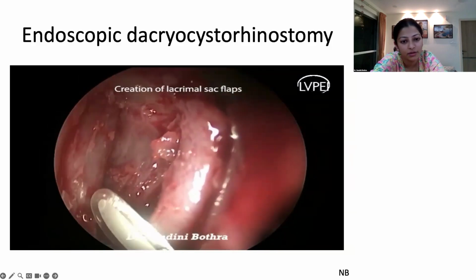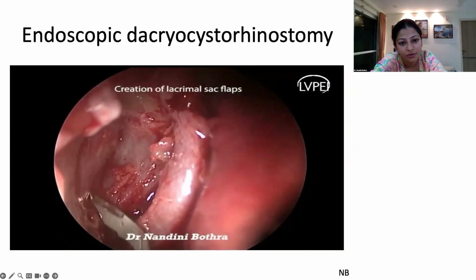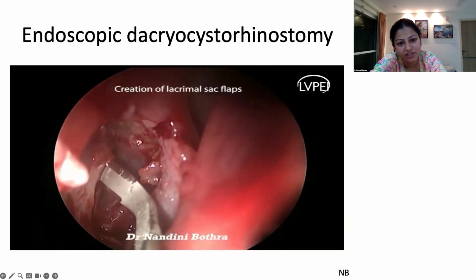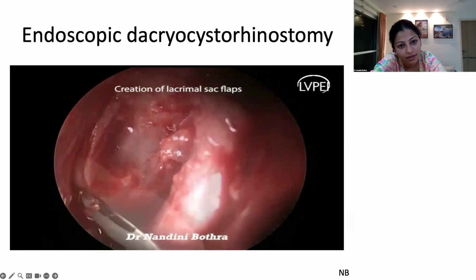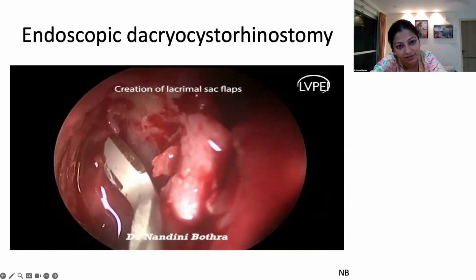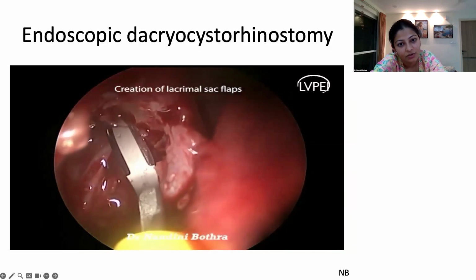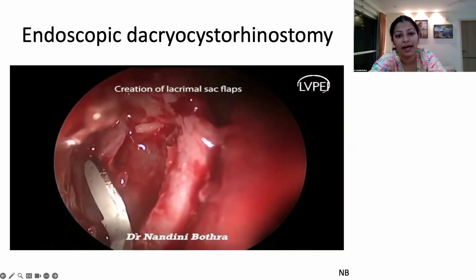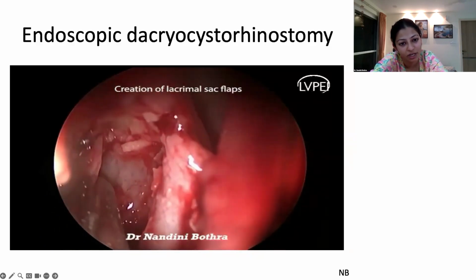Now we use a crescent blade and we give an incision onto the sac. So an H-shaped incision as we spoke about. So first is the vertical incision. Once you've given the vertical incision, with the same blade, you give back cuts. There are two horizontal back cuts, superiorly and inferiorly. So your posterior flap just falls back. You see the egress of the mucopurulent discharge.